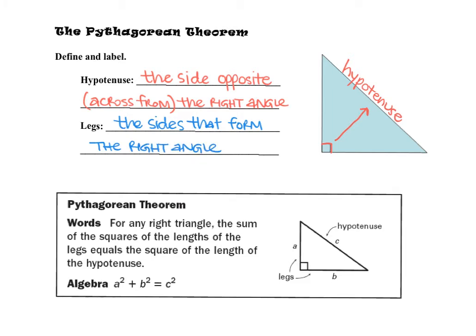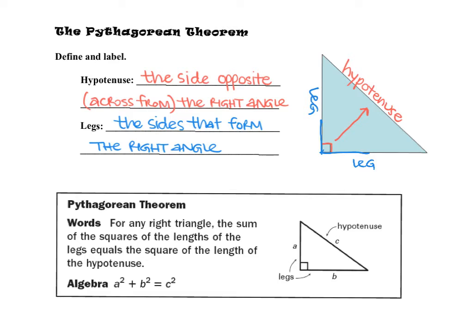And so a right triangle always has two legs because two sides have to form the right angle. So in this case, it would be this and this. Those are the two sides that come together to form the right angle, and so they're called the legs. All right, now why is this important?